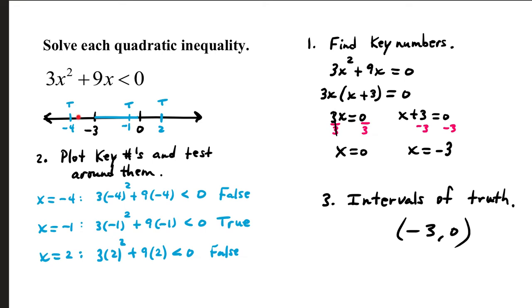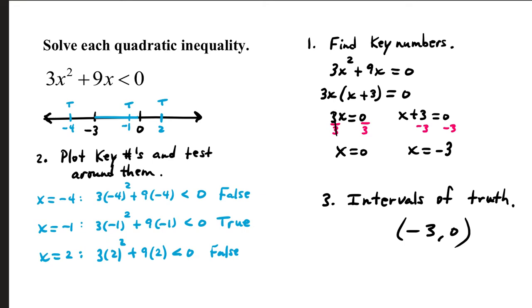The interval to the left, I picked negative 4 as a test number. Substituting negative 4 into the original problem, I got a false statement. 16 times 3 is 48, minus 36 is not less than 0. So I just made a note that that was false.